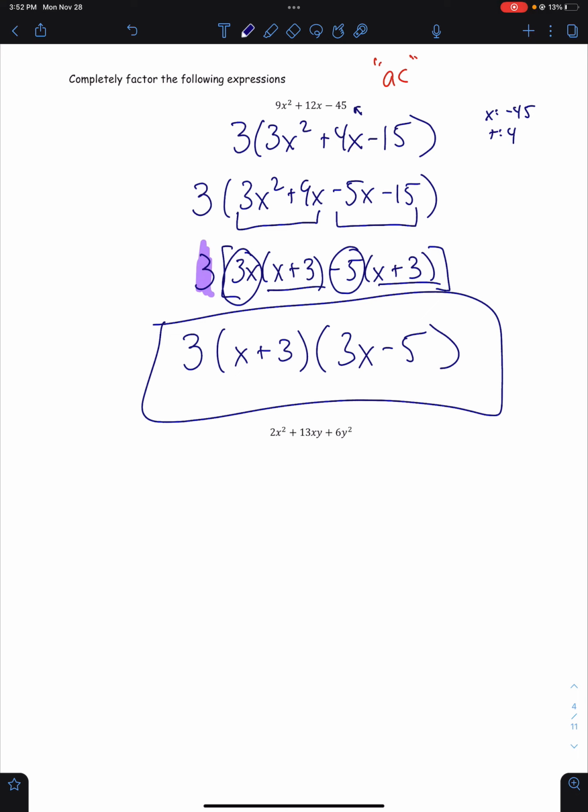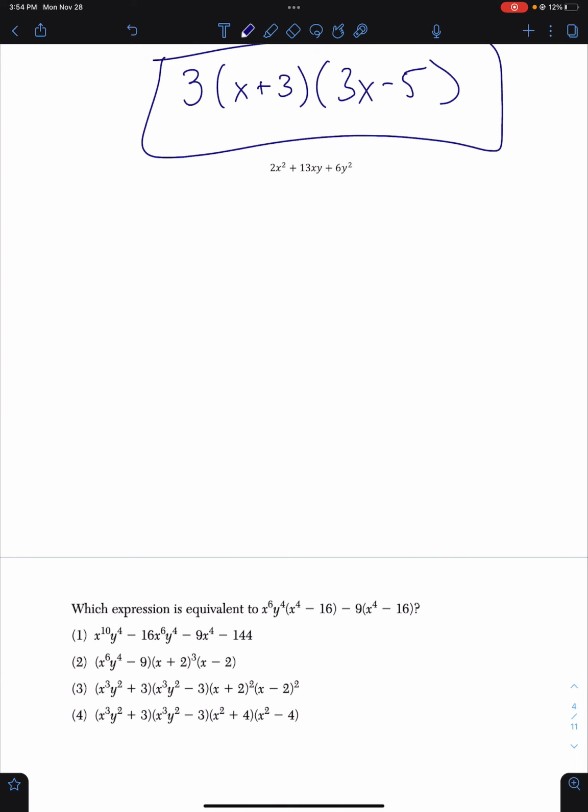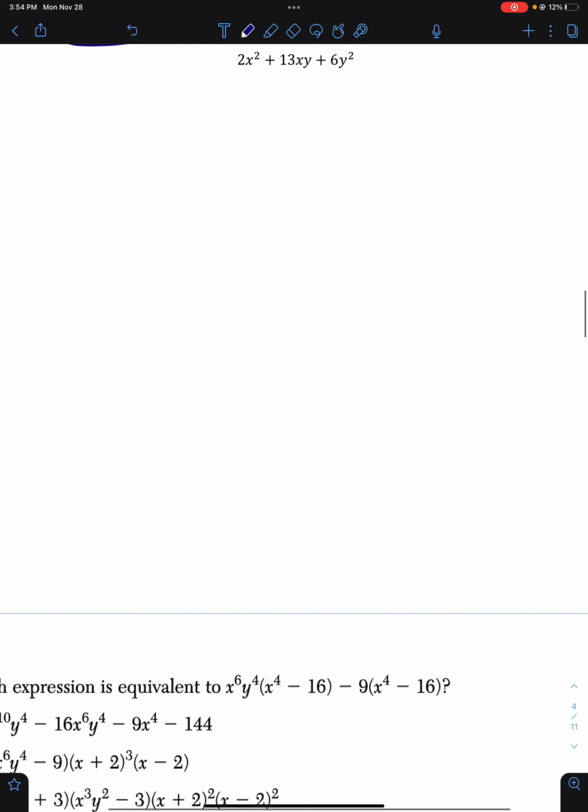But I also want you guys, if you haven't yet, pause the video, try number 2. So what's different about this one than our previous questions? Well, to me, it has an x squared and it has a y squared and it has an xy in that middle term. So we can treat it exactly like what we have been doing. There's no GCF right now besides 1. So the lead coefficient is 2. I want to do the AC method, so two numbers that multiply to 6 times 2, which is 12, and add to 13. That would be just 1 and 12.